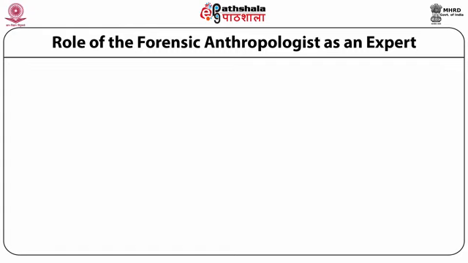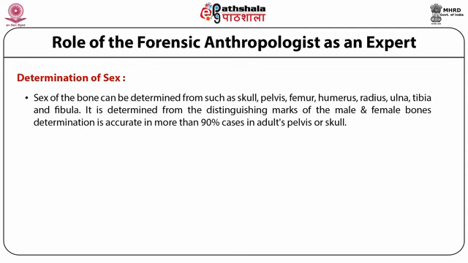Now, we will study the various sectors or fields in which forensic anthropologists play their important role in criminal investigation as a forensic expert. The first field is determination of sex. The sex of the bone can be determined from such bones as the skull, pelvis, femur, humerus, radius, ulna, tibia, and fibula. It is determined from the distinguishing marks of the male and female bones. Determination is accurate in more than 90% of cases in adults' pelvis or skulls. Certain measurements of humerus, radius, ulna, femur, tibia, and fibula are also helpful.